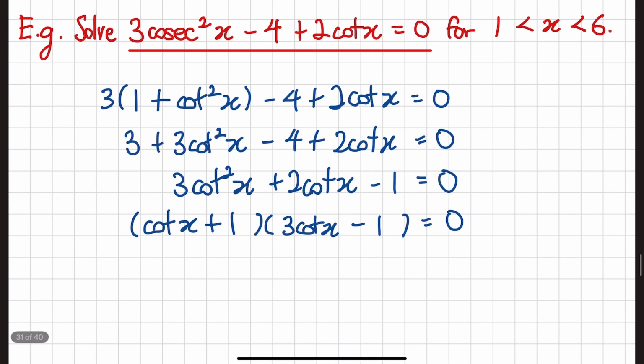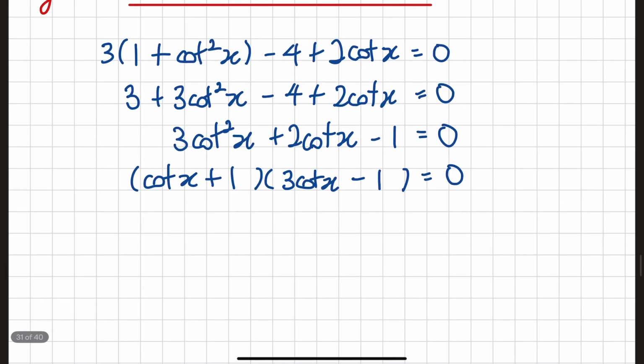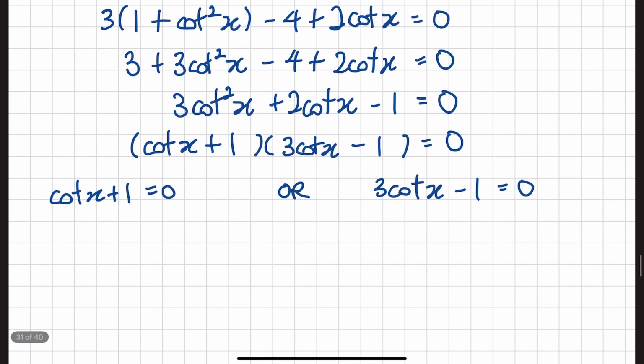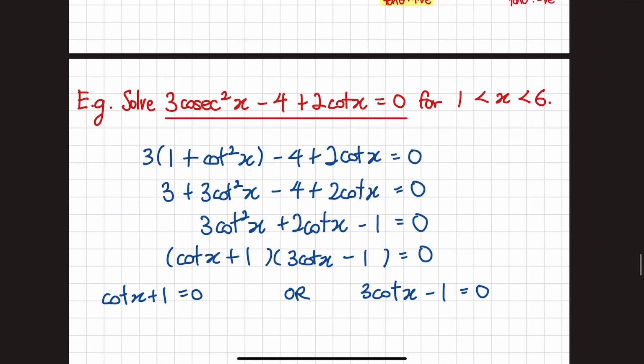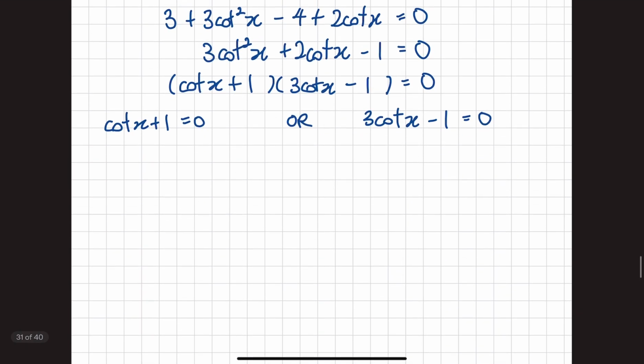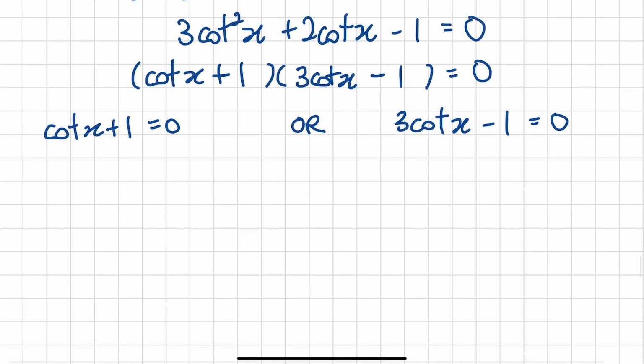Okay, then from here, by your zero product rule, this means that cotangent x plus 1 is equal to 0, or 3 cotangent x minus 1 is equal to 0. Then from here, you can solve these two different equations. So remember, the steps is to make them of the same Trigo function, then make the Trigo function the subject. Subject meaning the coefficient must be 1. So over here, cotangent x is equal to negative 1.